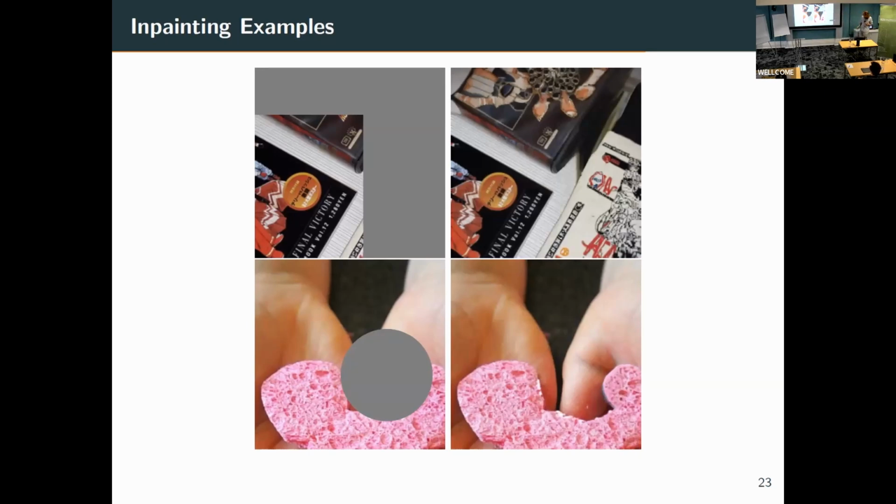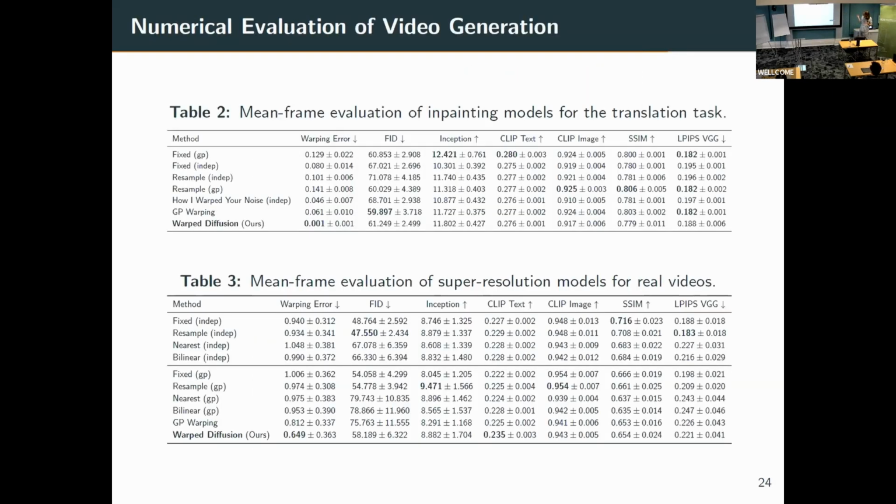Okay. The next thing is, I'll show you videos, but let me just get to the table first. So this table says that we can generate, one, videos which are temporally consistent, and two, videos which look good. So maybe we just focus on these two columns. This column is the FID, and it's computed per frame and then averaged. So this is telling you, does each frame actually look good? Does it look like a natural image?